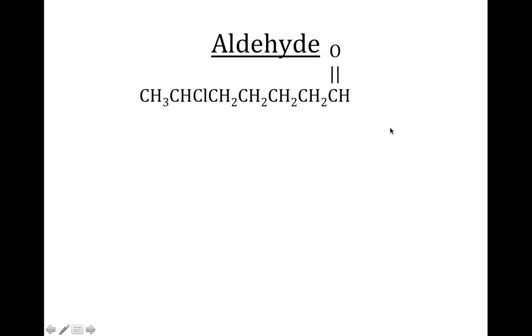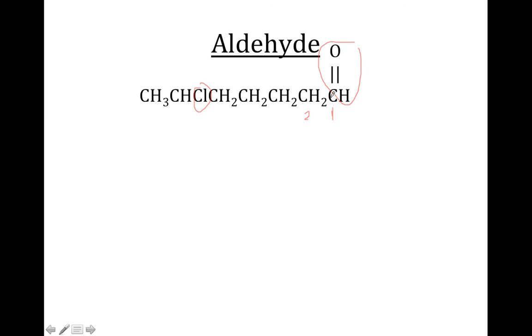Aldehydes, this functional group is always at the end of the chain. And this carbon is always given carbon 1, and you count there, and there's 1, 2, 3, and you go that way. And we see we have a branch there, and we go 1, 2, 3, 4, 5, 6. So we know we're going to have a 6-chloro. Our ending, our suffix, is going to be al.